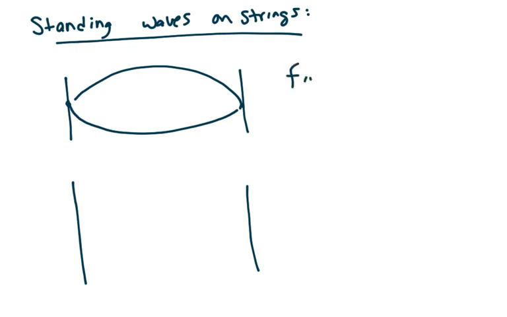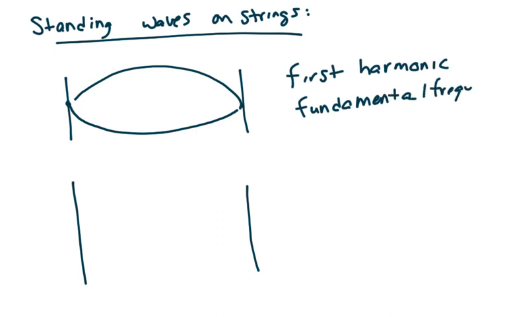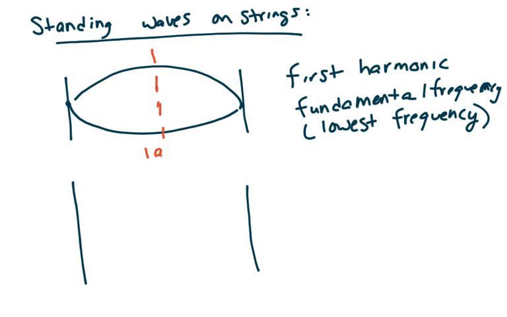So this would be the first harmonic. And the first harmonic is where you get the fundamental frequency. That fundamental frequency is the lowest frequency this wave can have. You can also look at this as this is one antinode. So n equals 1. And this is going to be the equation where wavelength equals 2 times the length, where L is the length of your string.